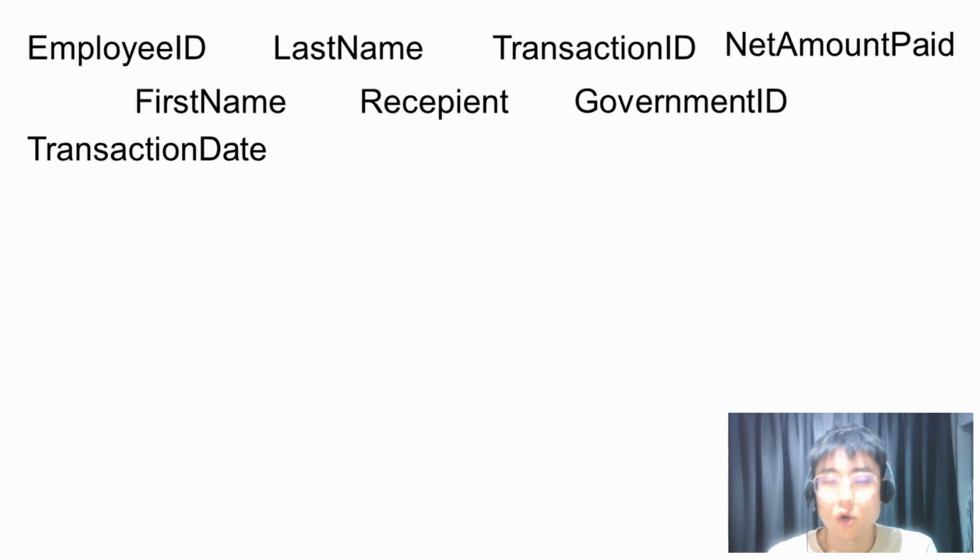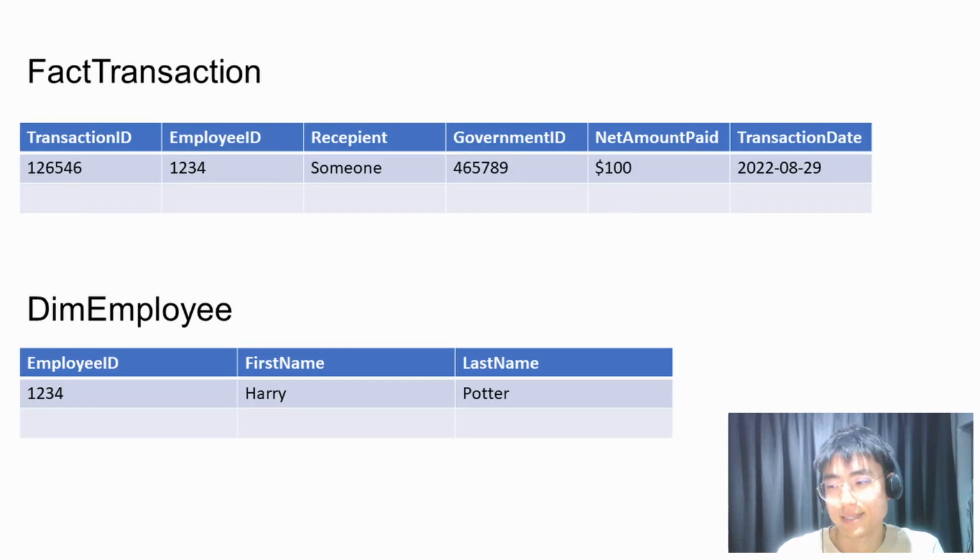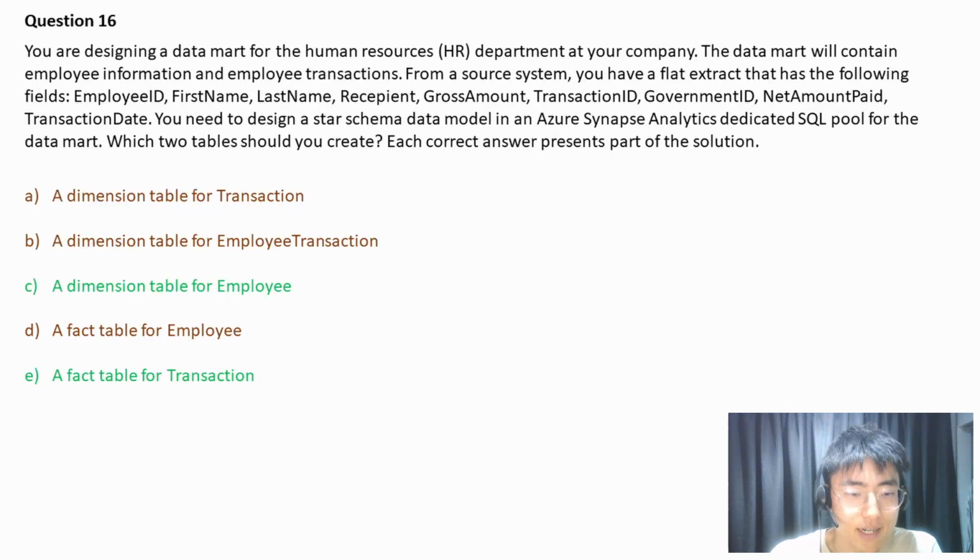So let's see with the given fields if that makes sense with our understanding of fact and dimension tables. So on the screen are all the fields here, and if we split them into 2 according to the fact and dimension definitions, it looks something like this. From there we can create a fact table and a dimension table that look something like this, and we can see that these tables are linked together through the employee ID column. So the correct answers here are C, a dimension table for employee, and E, a fact table for transaction.